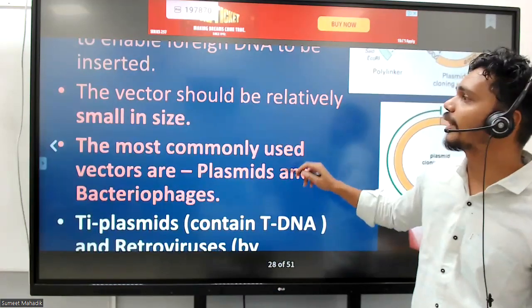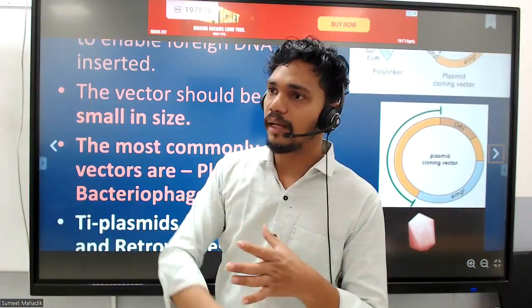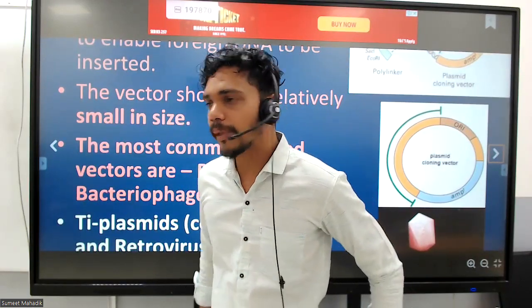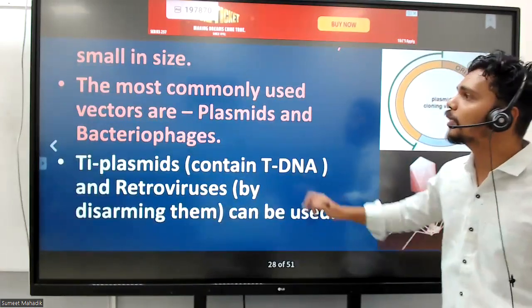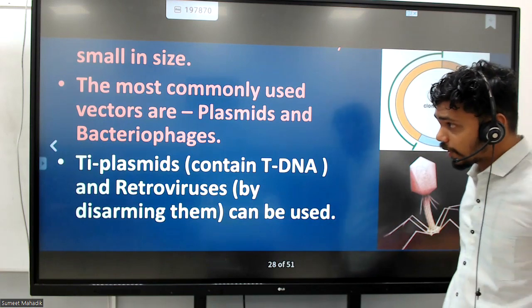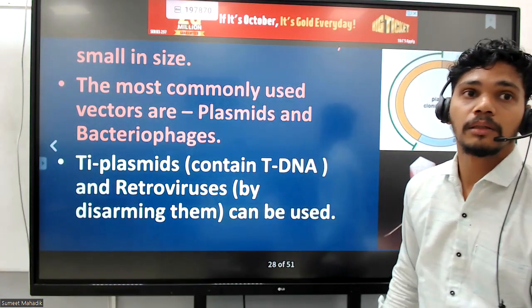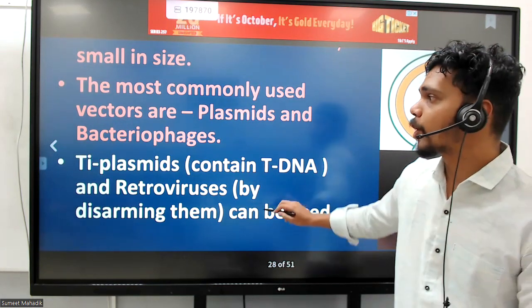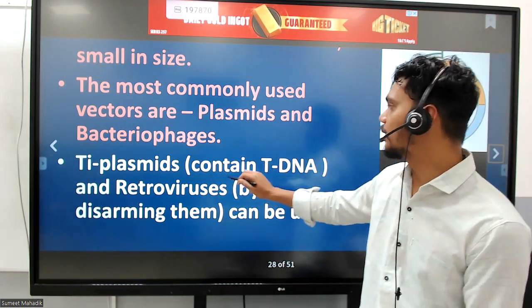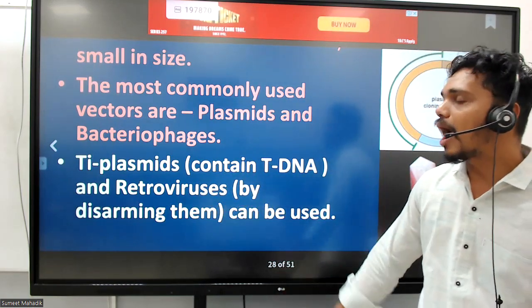The vector should be relatively small in size. Why small in size? It will go directly into the cell wall. Otherwise, there will be a problem there. Yes or no? So the most commonly used vectors are plasmids and bacteriophages. What is a bacteriophage? Those that infect the bacteria. So Ti plasmids contain T-DNA, and retroviruses are used after disarming.